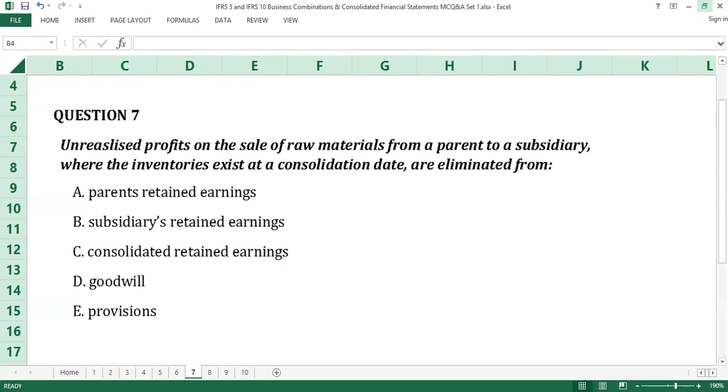Time up. The answer to question number 7 is C, consolidated retained earnings. That is where unrealized profits contained in this transaction is eliminated from, in line with paragraph B86 of IFRS 10. C is the answer to question number 7.